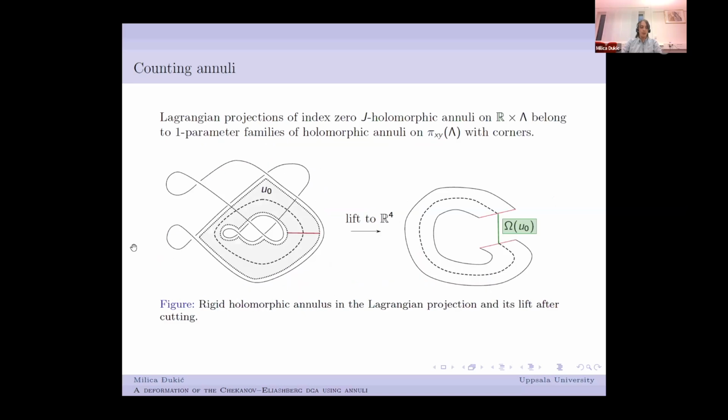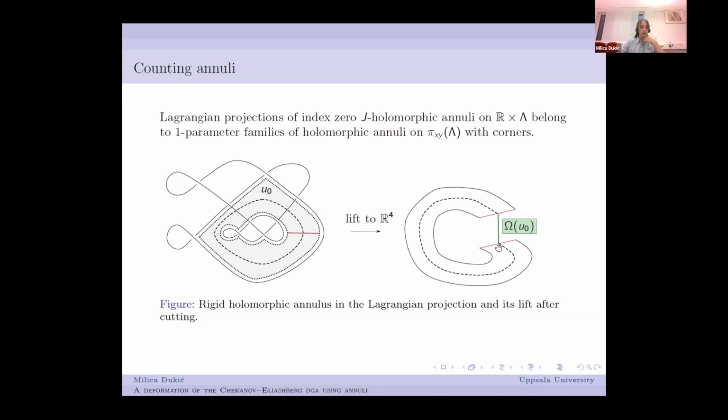But now for annuli, the story is slightly different because their first homology class doesn't vanish. So here actually projections of these index 0 J-holomorphic annuli that we want to count belong to one-parameter families of holomorphic annuli with corners. And to see this, it is good to, for example, look at some rigid annulus and try to lift it. So let's cut it into a disk and lift it in some certain way. Then we can see that the two branches at the cut might not match up and give us an actual smooth annulus, and there will be some sort of distance between them, which we will denote by omega.